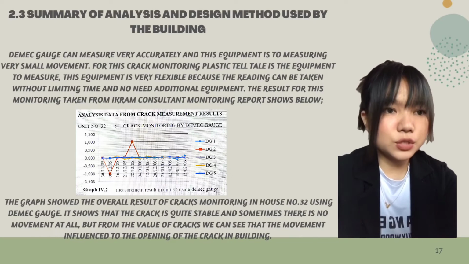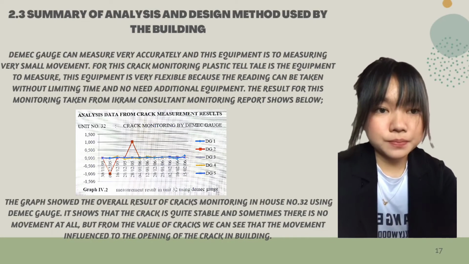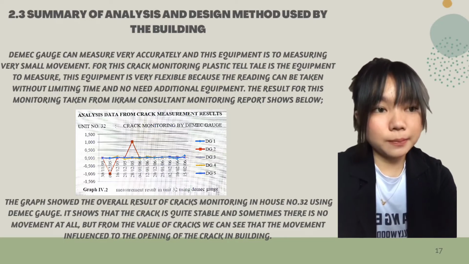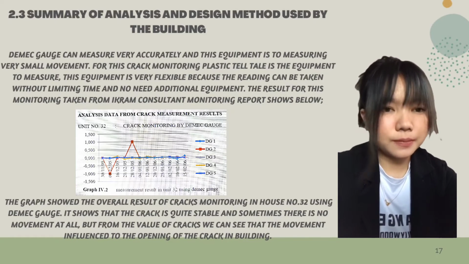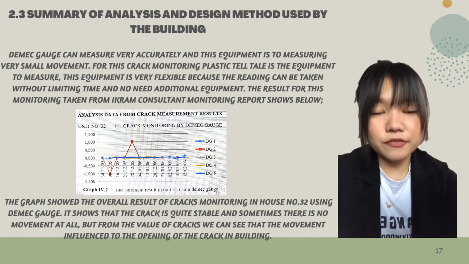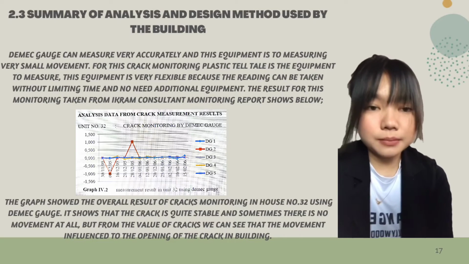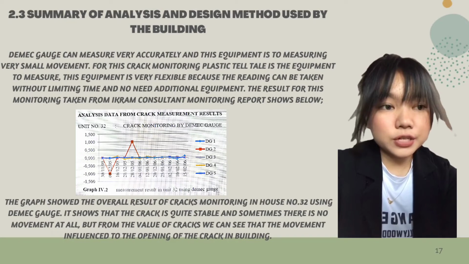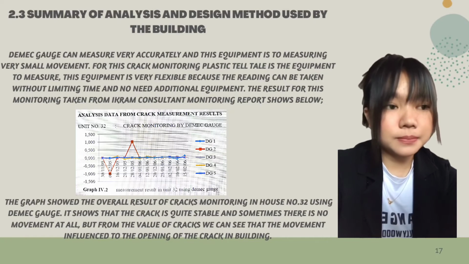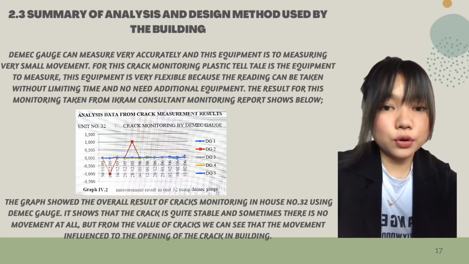A demi-gauge can measure very accurately, and this equipment is for measuring very small movement. For this crack monitoring, a plastic telltale is the equipment to measure. This equipment is very flexible because the reading can be taken without limiting time and there is no need for traditional equipment. The result for this monitoring is taken from the ICLAM Consultant Monitoring Report as shown on the diagram.